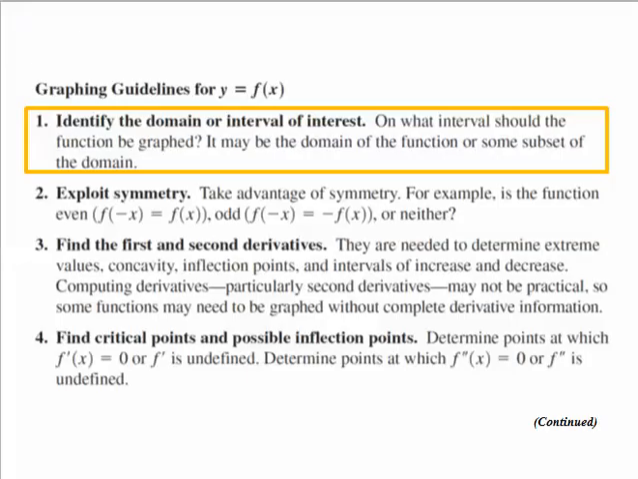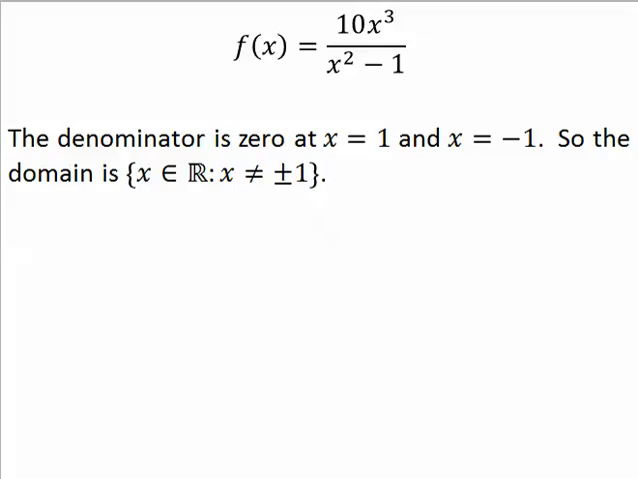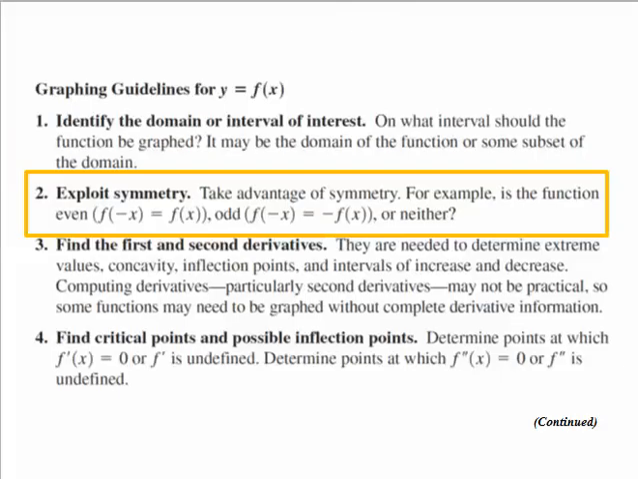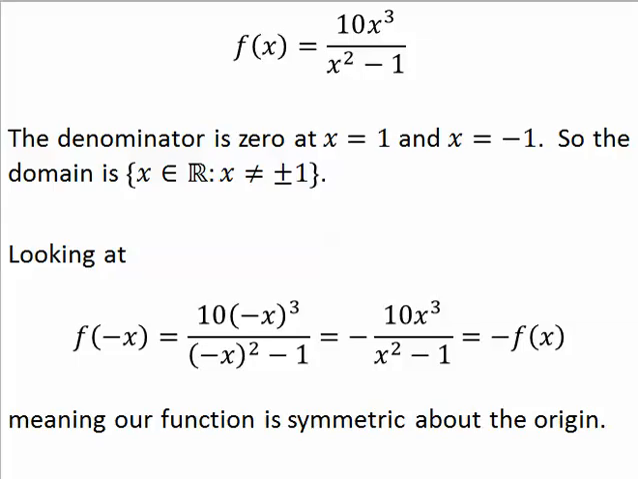Domain. The denominator is 0 at 1 and -1. Symmetry. f of -x equals negative f of x. So our function has symmetry about the origin.